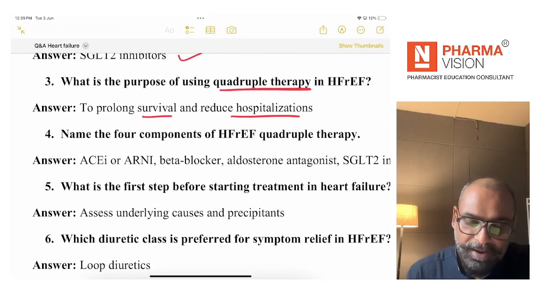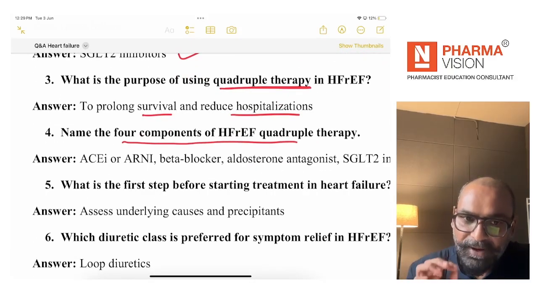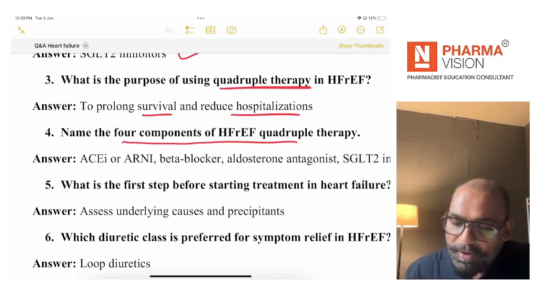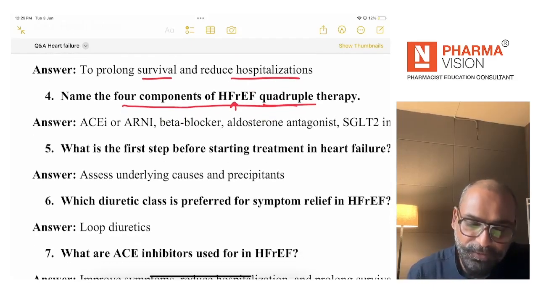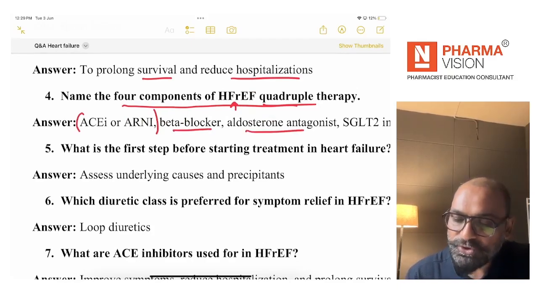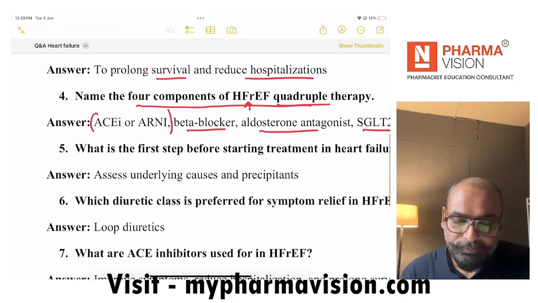That is obvious. Name the four components. What are the four different classes of medications? Quadruple means four medication classes used for reduced ejection fraction heart failure. One is the renin-angiotensin system, second is beta blocker, third is aldosterone antagonist, and fourth is SGLT2 inhibitors.